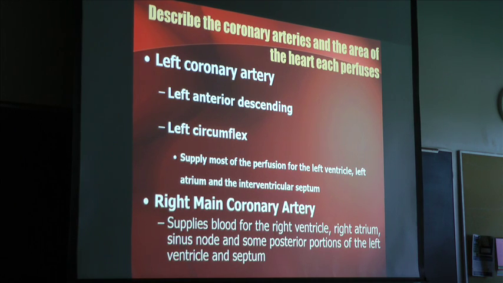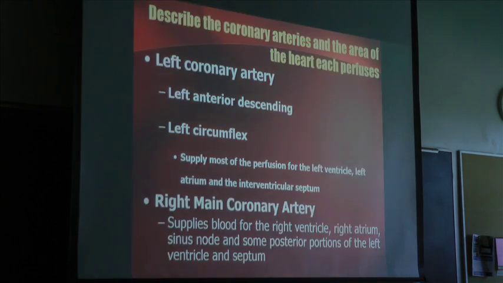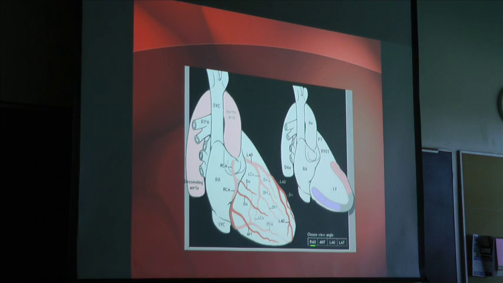It's called the left anterior descending and then the left circumflex. So left anterior descending, let's find it on the picture. LAD, left anterior descending, and this feeds most of the left ventricle.